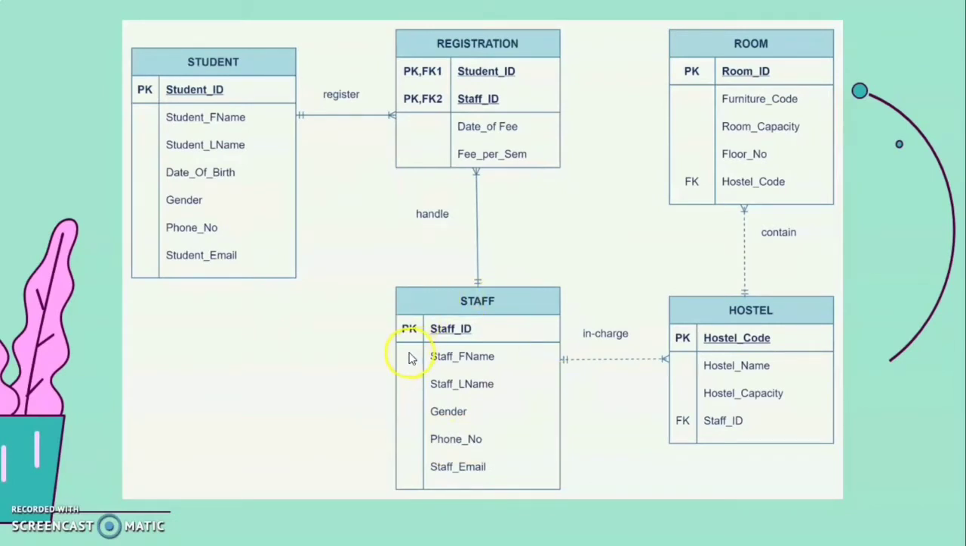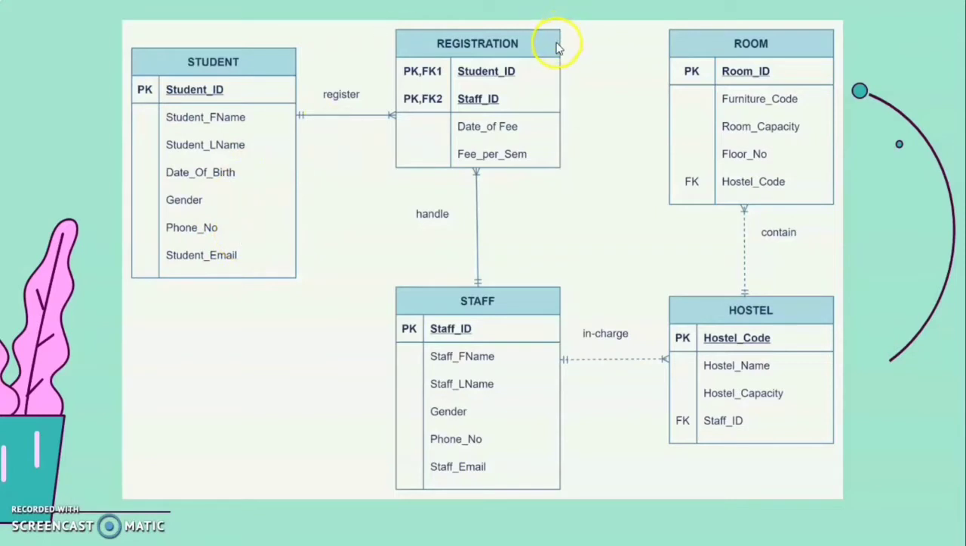Based on this ERD, we can see that there are 5 entities. From the student entity to the staff entity, we can see that there is a bridge entity, which is the registration entity, because the connectivity between students and staff is many to many. For the student entity, the primary key is student ID, and the other attributes are student first name, student last name, date of birth, gender, phone number, and student email.